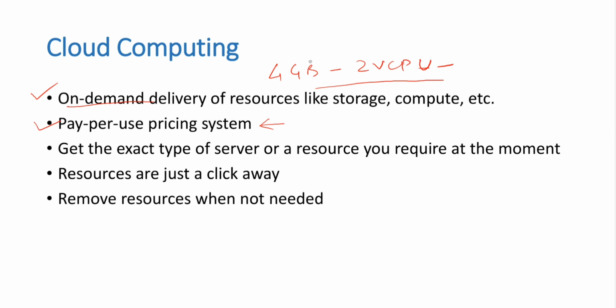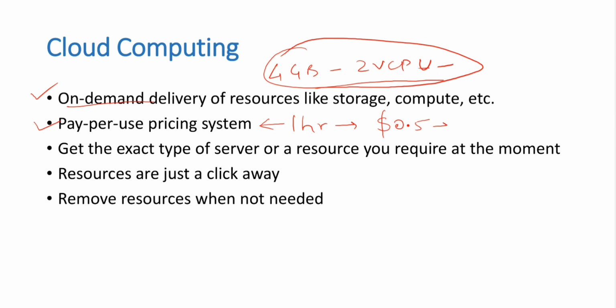So for example, you have used this machine which has this configuration for 1 hour, so you have to pay only for the amount of time you have used it. For example, the cost of 1 hour is $0.5, so you have to pay that much amount only. You don't have to pay extra. But if you are having a traditional IT infrastructure, no matter for how long you will be using your server, you will be paying all the amount upfront for your servers. So that is the downside of traditional IT and upside or a benefit of cloud computing.